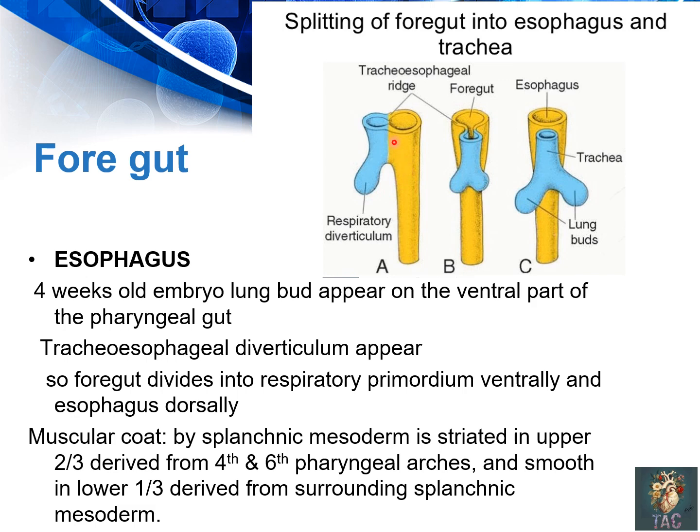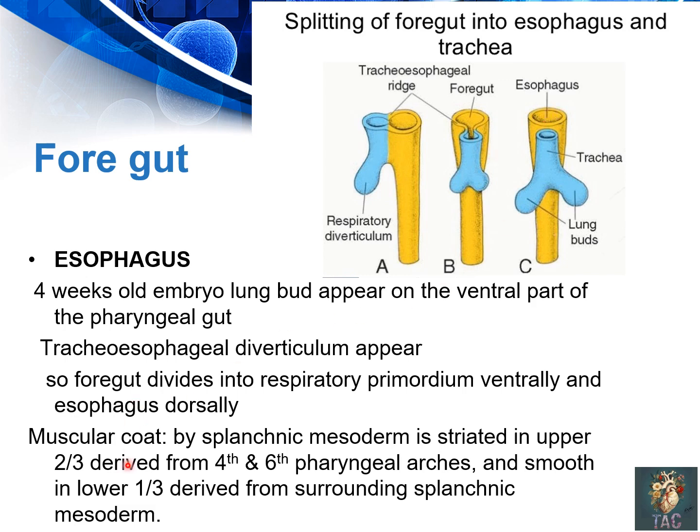Later on the tracheoesophageal ridges appear, and when these ridges meet in the midline they form the tracheoesophageal septum, and this tracheoesophageal septum then divides the foregut into the ventral part, that is the respiratory diverticulum, later forming the trachea and the lung buds, and the dorsal part which will form the esophagus.